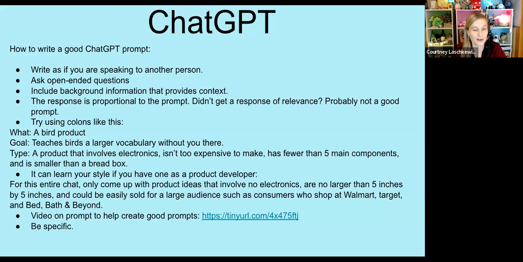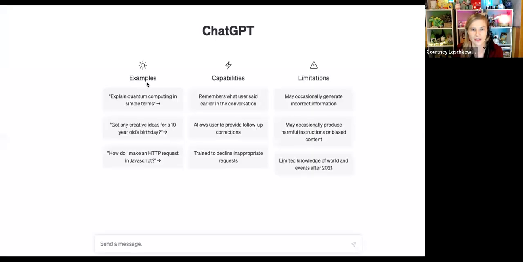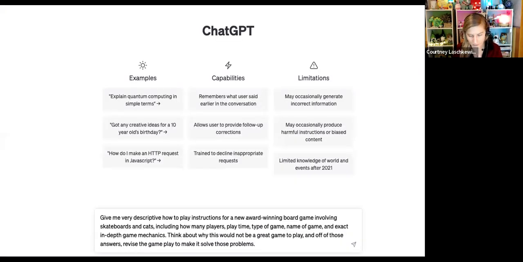It can learn your style if you have one as a product developer. So here's an example. For this entire chat, only come up with product ideas that involve no electronics, are no larger than 5 inches by 5 inches, and could be easily sold for a large audience, such as consumers who shop at Walmart, Target, and Bed Bath & Beyond. And then I have a phenomenal video there that you guys can take a look at and type in, or take a photo of, or look at the recording for how to create good prompts there as well. It's also important to be very specific and make sure that the question you're asking is, you believe, really going to generate a proper answer that you are looking for.